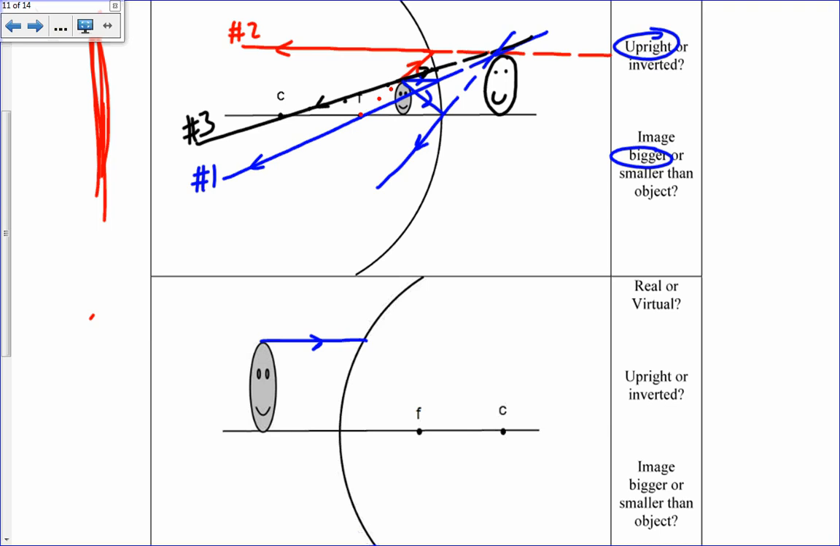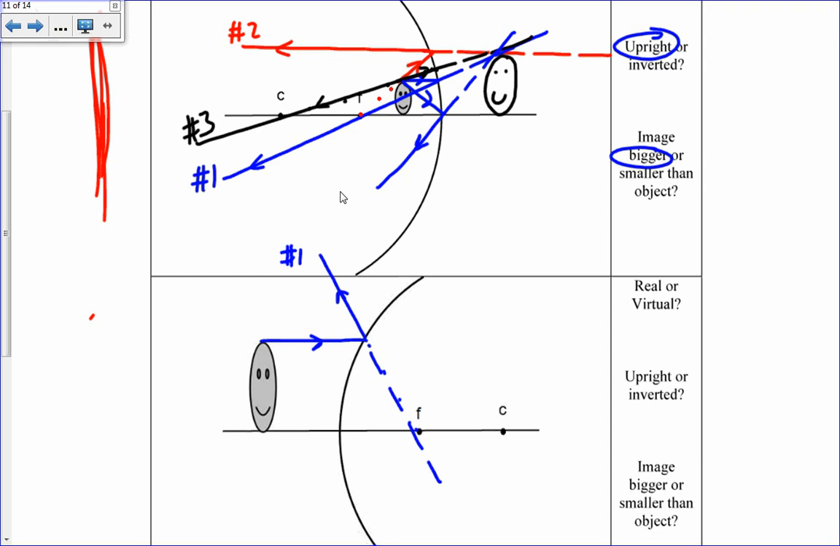Parallel to the axis. And then the ray is going to be reflected away like this, but it's going to be reflected in such a way that if I were to trace it back, it would go through the focal point. I already know that this is going to produce a virtual image, so I'm also going to go ahead and trace back my virtual ray. Or something like that. It should go through the focal point. That's number 1.